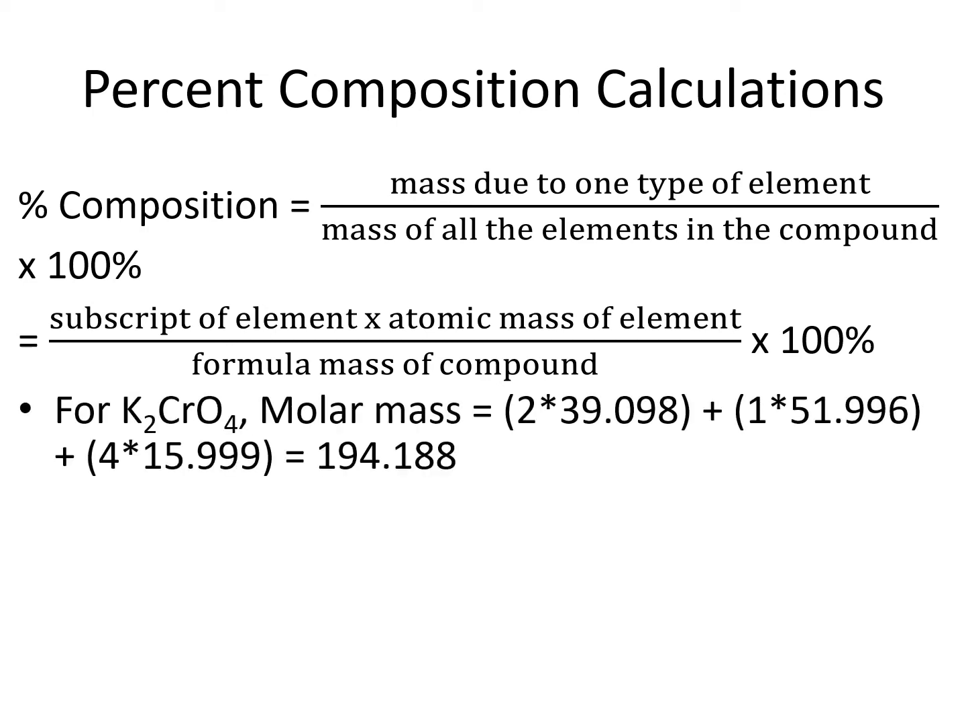For potassium chromate, we would need to find its formula mass, or molar mass, to put on the bottom of the calculation. We would have 2 potassiums, 1 chromium, and 4 oxygens. We add up all of those masses and get 194.188. That part goes on the bottom of our calculation as our formula mass, or molar mass, of the compound.